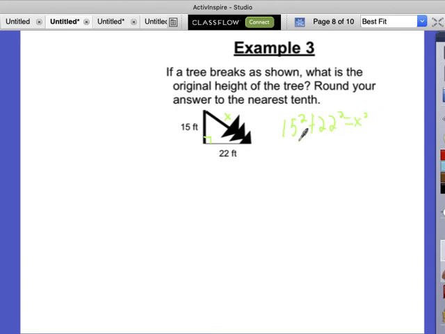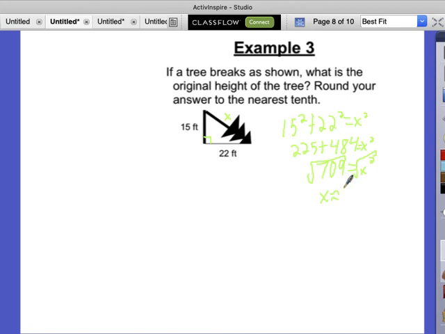So then we can go, okay, 15 squared is 225. 22 squared is 484 equals x squared. So what's 225 plus 484? 709 equals x squared. Now we square root that, and we get x to be approximately what?